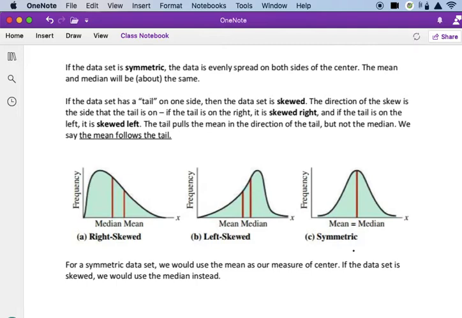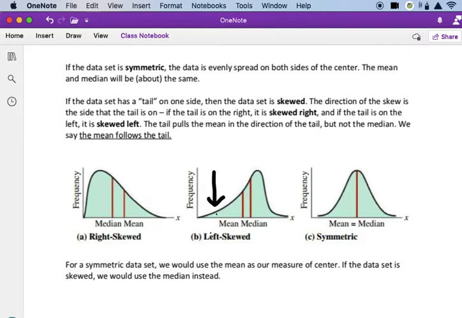If the data set has a tail on one side, then we call it skewed. And the direction of the skew is always the side that the tail is on. So this left skewed means that on the left side of the data, there is a tail.